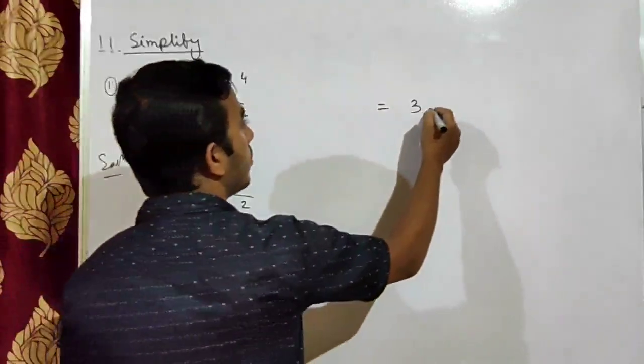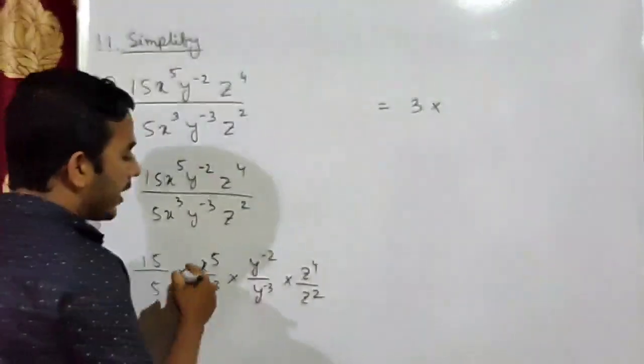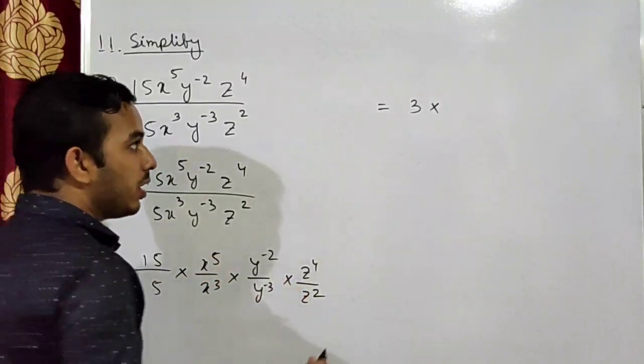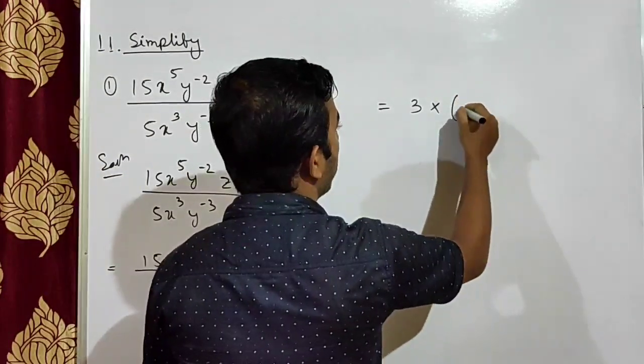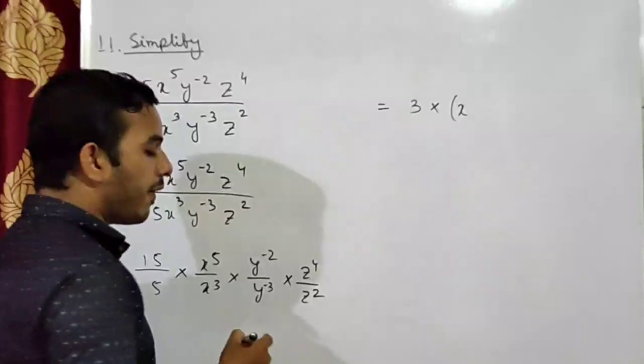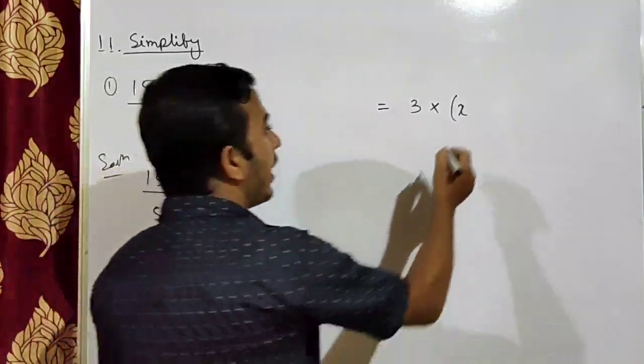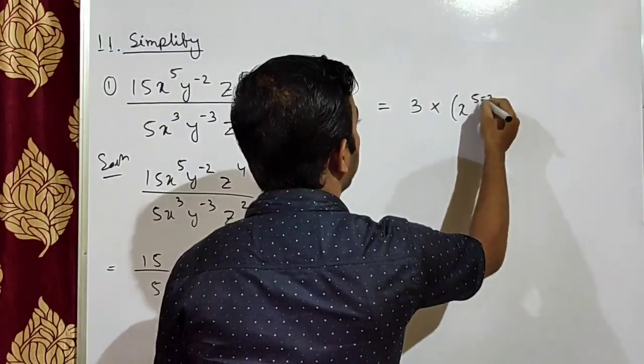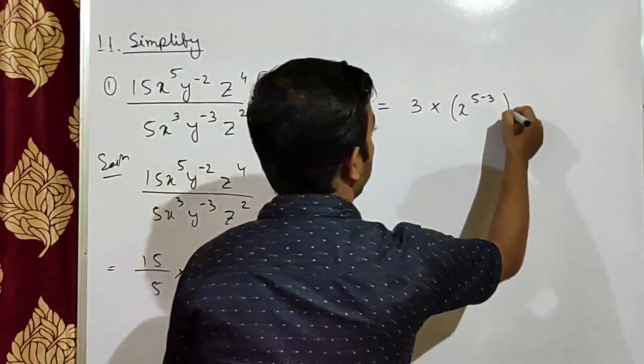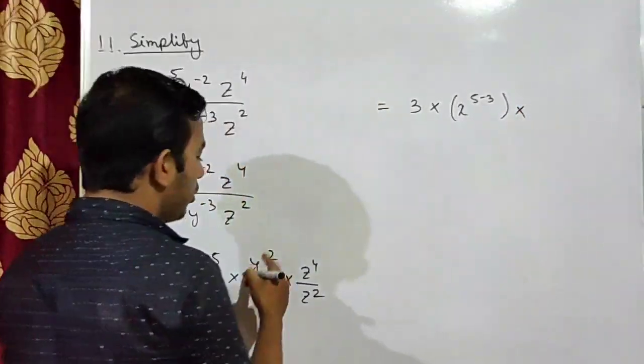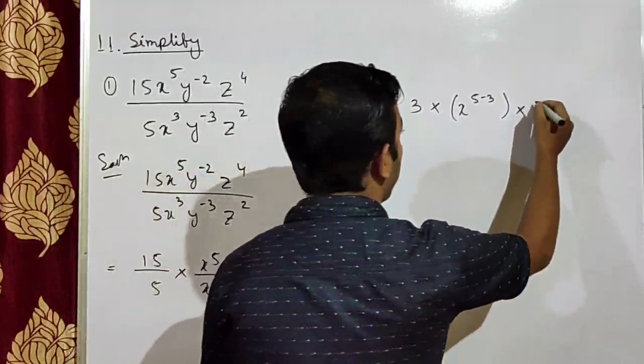Then into x to the power 5 divided by x to the power 3, which means x to the power 5 minus 3. Then into y to the power minus 2 divided by y to the power minus 3, what is it?